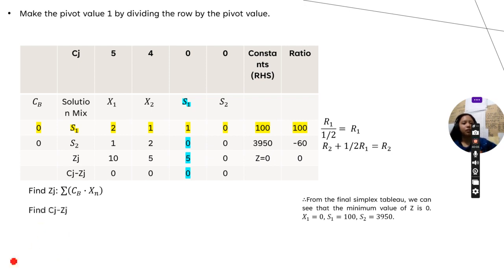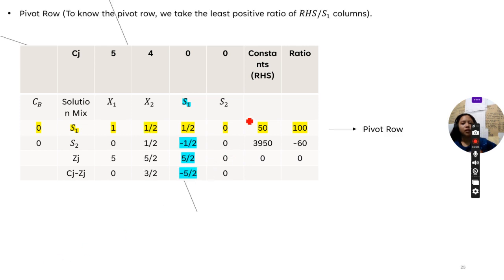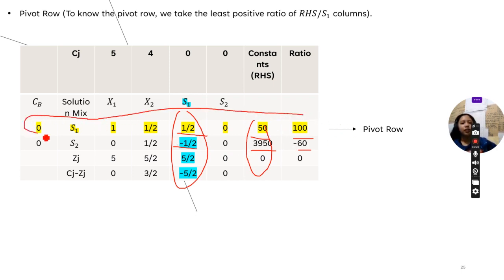Let's divide this to here. So 50 divided by 1 half is 100. 30 divided by negative 1 half is negative 60. So our pivot row is already the 100. So don't forget the S1 and the value. Put it here.